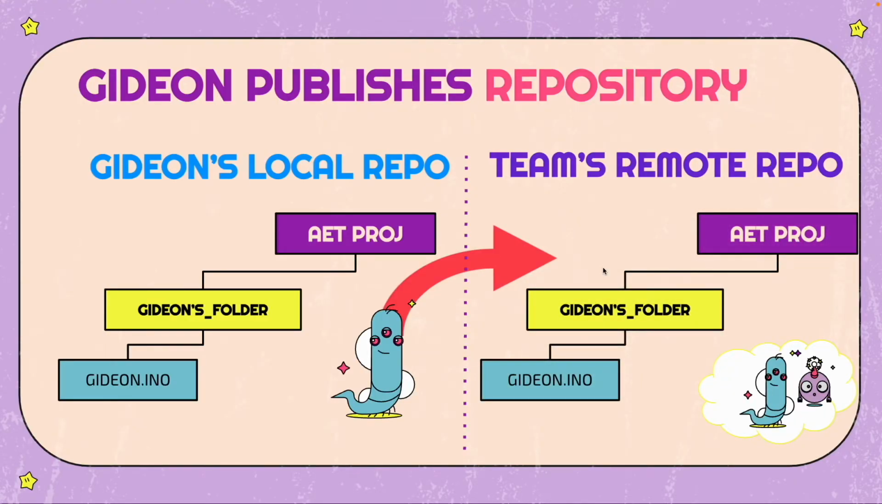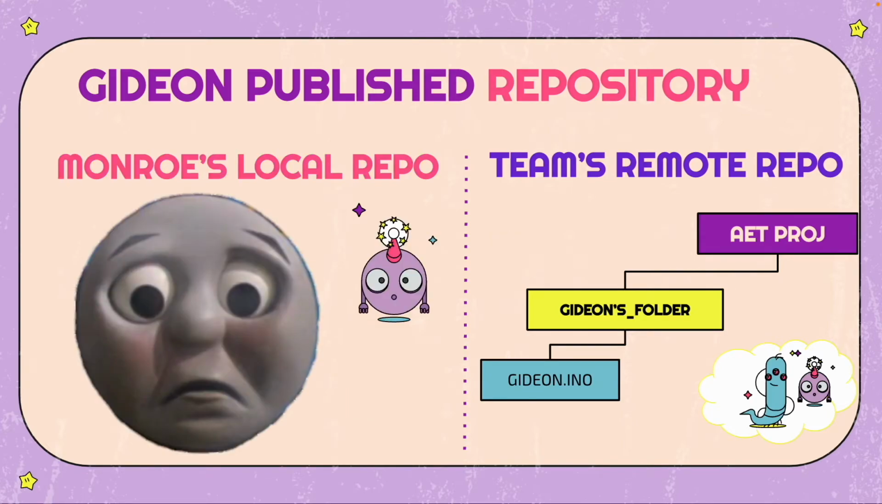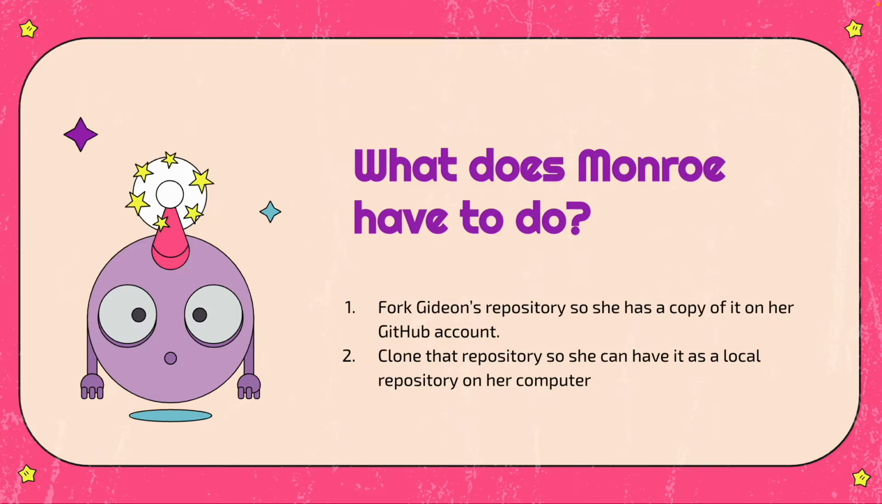Now let's invite Monroe to the project. Because Monroe's local repository currently looks like this. Even though Gideon has published the team's remote repository, Monroe doesn't have it on her computer yet. We gotta get it on her computer. So what does Monroe have to do?